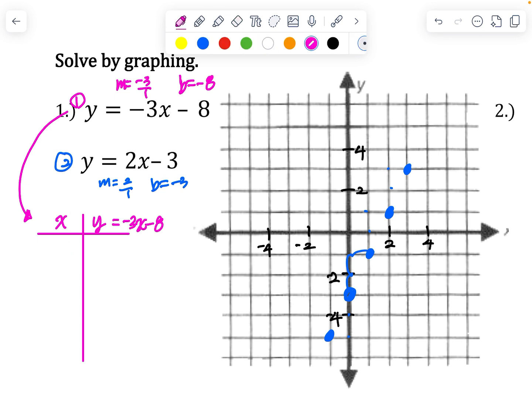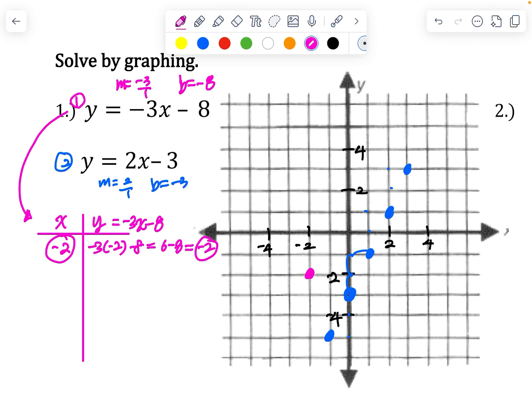Let me try, I don't know, negative 2. Then it's negative 3 times negative 2 minus 8. That gives me what? Positive 6 minus 8. Okay, so this is doable. That's negative 2. So my coordinate is negative 2, negative 2. So I'm going to plot that right now. Negative 2, negative 2. Okay, that looks good.